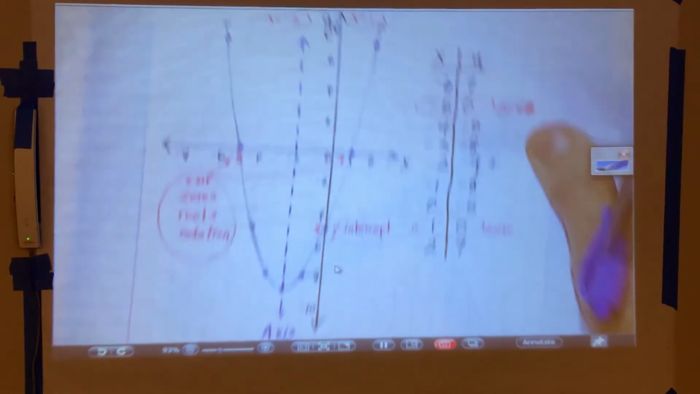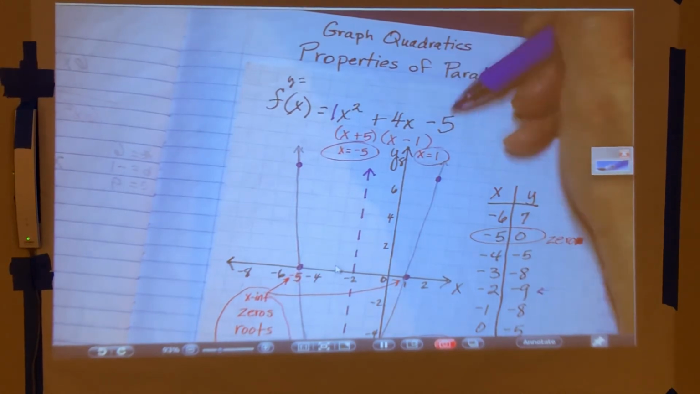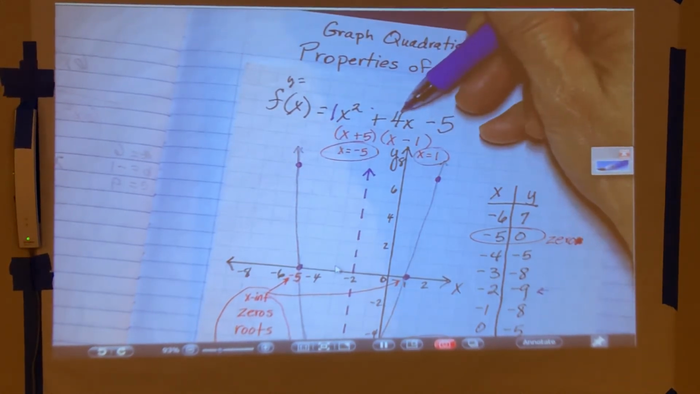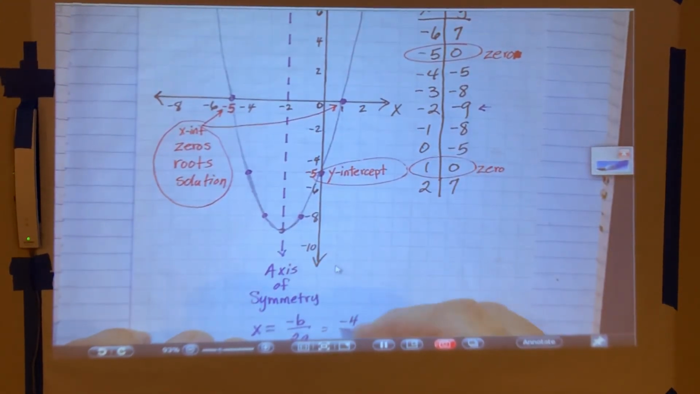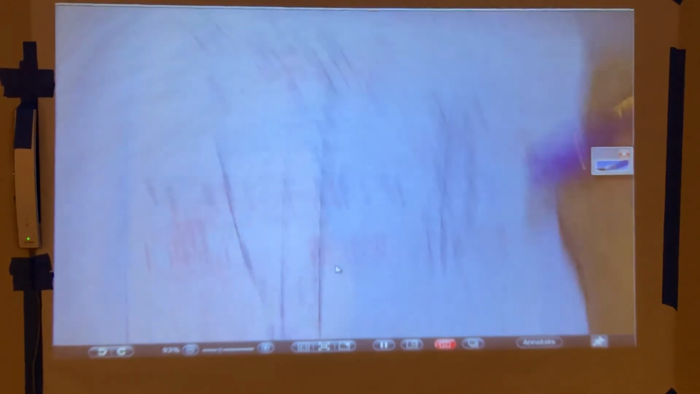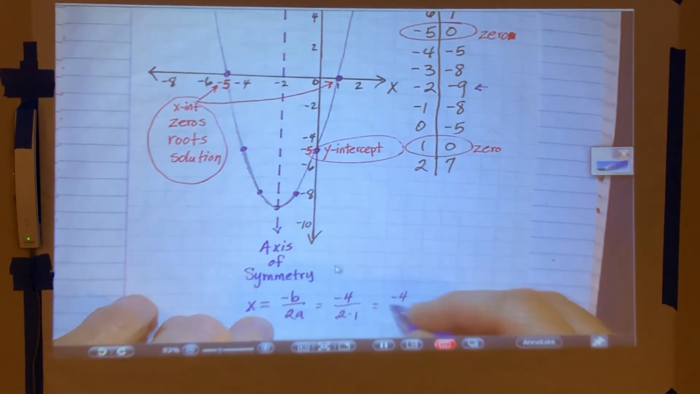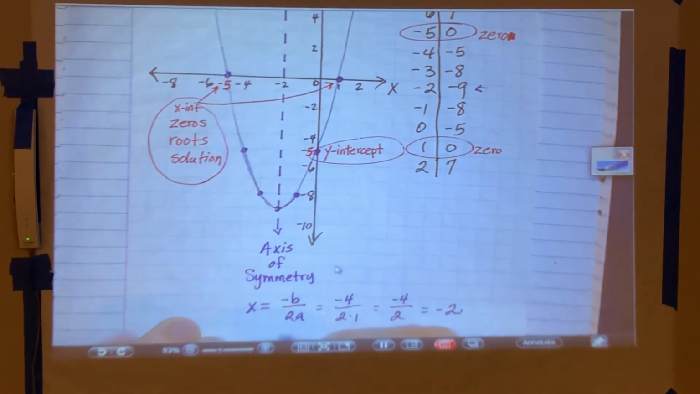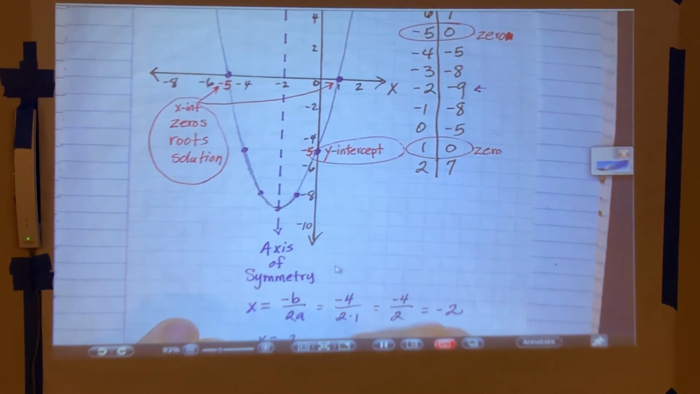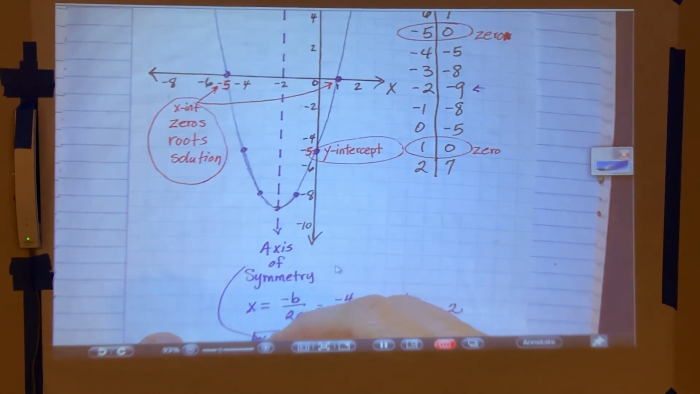Well, I go back up here to the top. Remember the b value, the a is an understood 1, b is a +4, and c is -5. But I want the opposite of the b value, so that would be a -4 over 2 times the a value, and the a value was an understood 1. So I'll have -4 over 2, and that simplifies to -2. So x equals -2. That's your equation for your axis of symmetry right there.